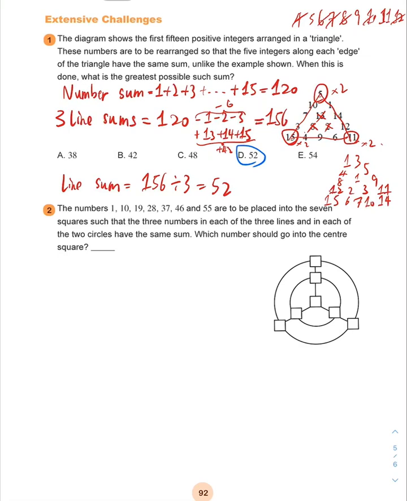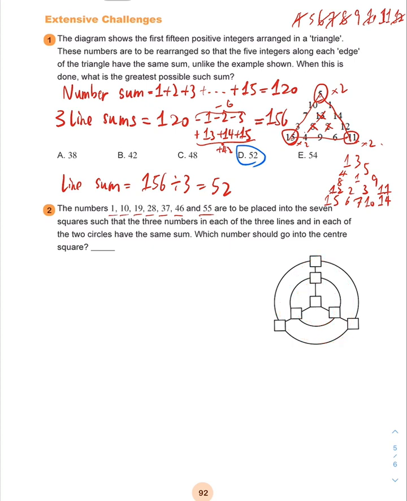All right, so let's take a look at the second question. The second question says that we're using the numbers 1, 10, 19, 28, 37, 46, 55, and I want to put them into the 7 squares such that the 3 numbers in each of the lines and also each of the circles are the same. All right.